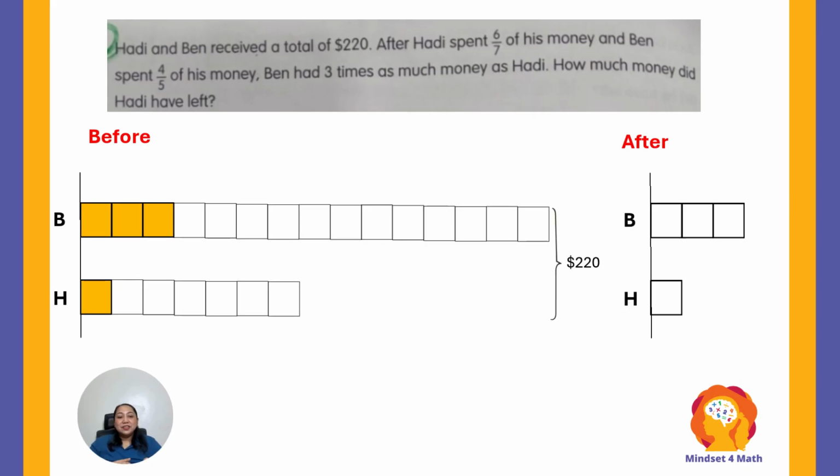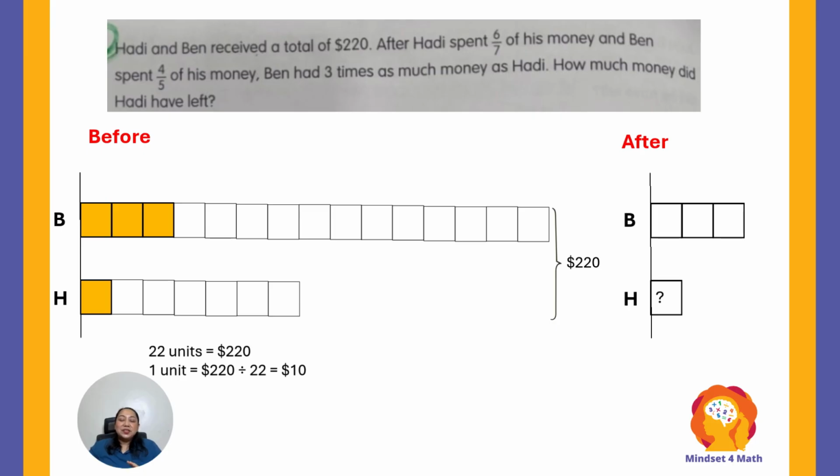Hattie and Ben received a total of $220. So we will label the whole thing covering the bars of Ben and Hattie in the before model $220. The question for this problem is how much money did Hattie have left? So that means we will mark the 1 unit representing the amount of money Hattie had left in the after model with a question mark.